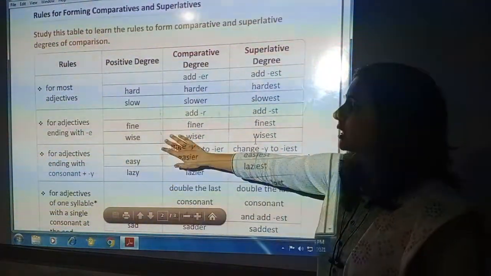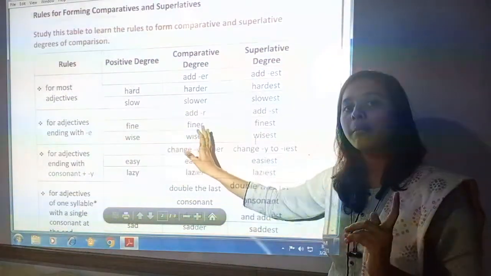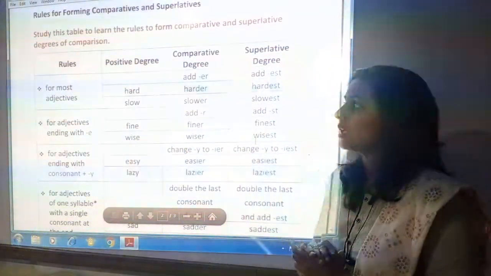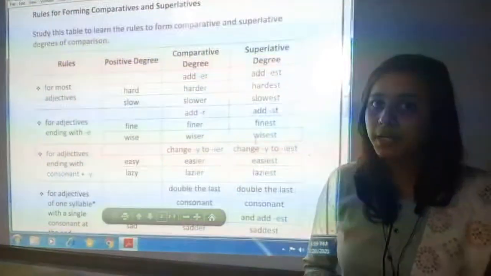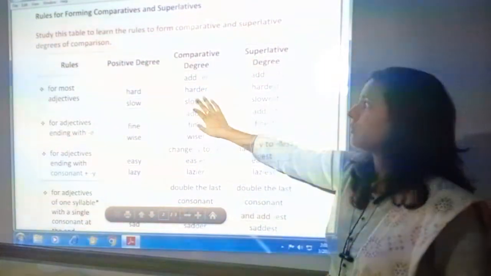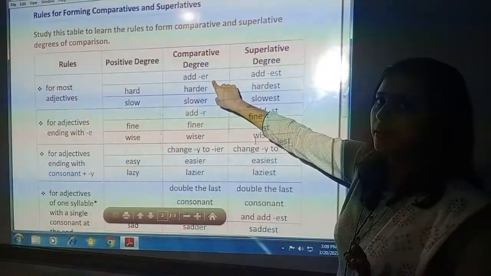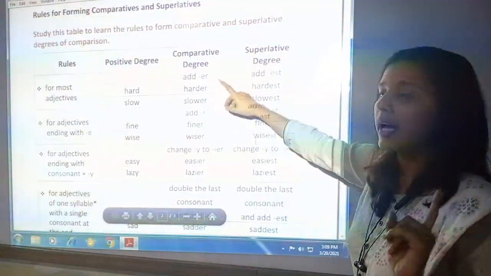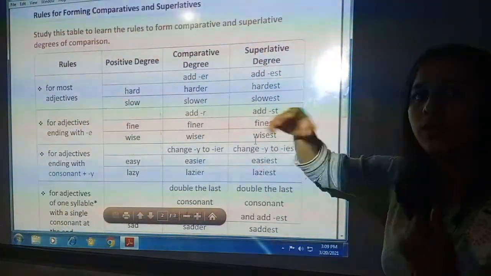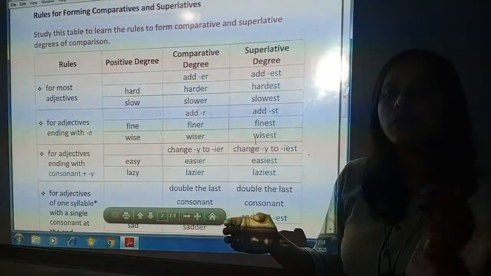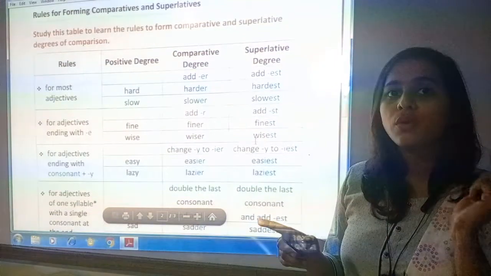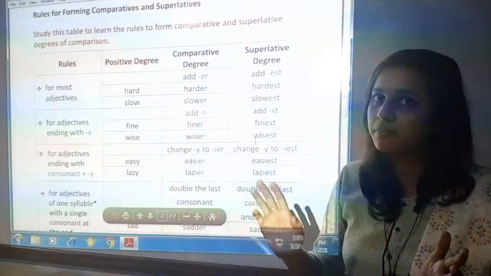In positive degree, the adjective will be as it is. In comparative degree and superlative degree only, the form of the adjective will change. Let us see how the changes are made. For most adjectives, what is done? ER is added in comparative degree and EST is added in superlative degree. To convert the adjective into comparative degree, you have to add ER. To convert the adjective into superlative degree, you have to add EST.